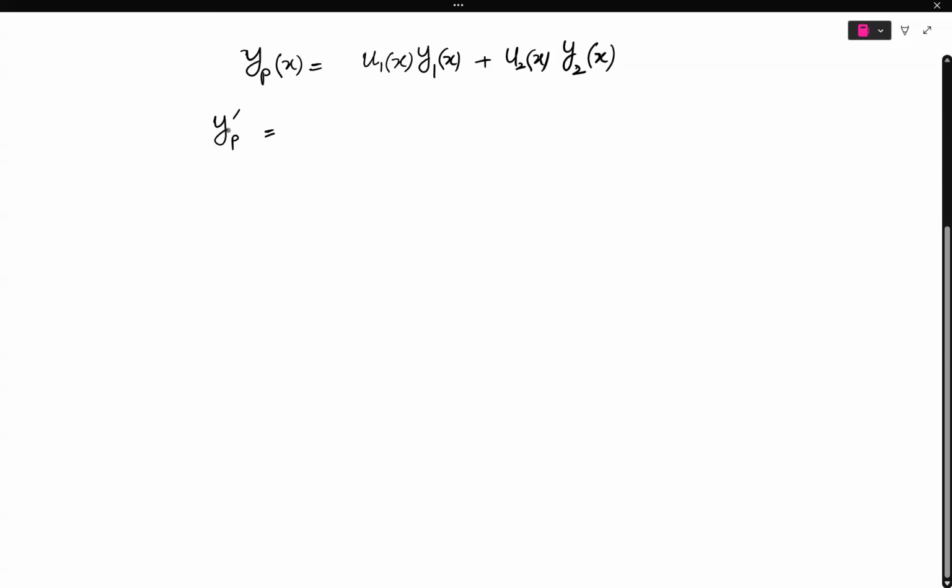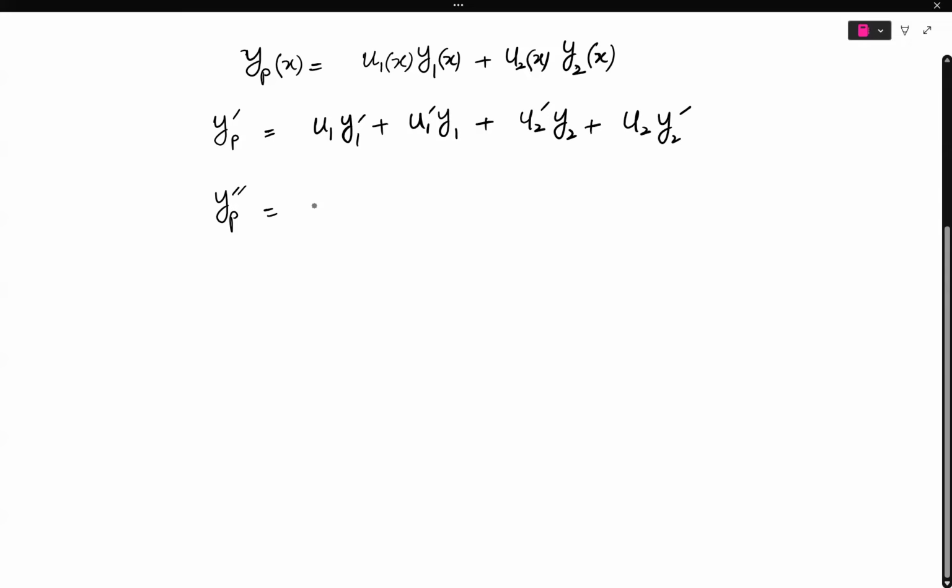For simplicity, I'm reducing the notation. So I will write u1 y1 prime plus u1 prime y1 plus u2 prime y2 plus u2 y2 prime. This is going to be the first derivative, and the second derivative with the product rule applied to all the terms.